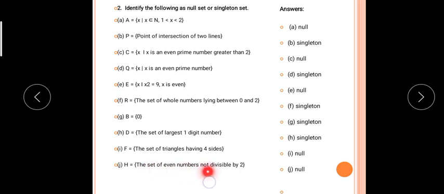The set of even numbers not divisible by 2. Is there any number which is even and not divisible by 2? No, because every even number is divisible by 2. If it were divisible by 2, then it would be infinite. But this word "not" is very important here. The set of even numbers not divisible by 2: not divisible means null. Every even number is divisible by 2.